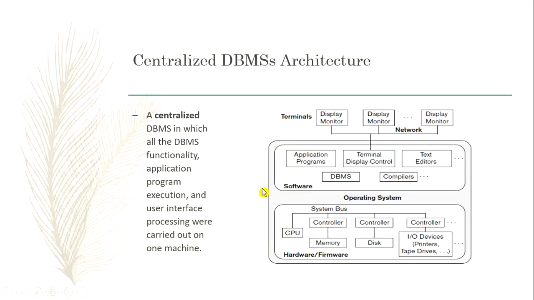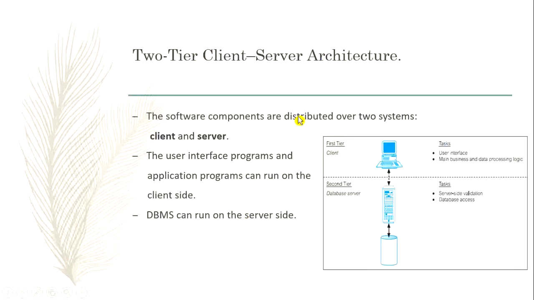First, we have 2 types of client-server architecture. In 2-tier architecture, the software components are distributed over 2 systems, client and server. So actually the functionality is distributed between 2 levels. The user interface programs and application programs can run on the client side, and the DBMS can run on the other side. So the first things that shifted to the user side were the application program and interface programs.